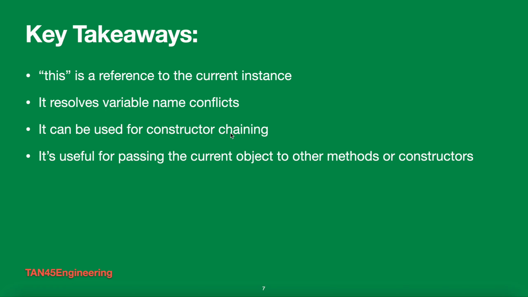Second is the constructor chaining. We already looked at the example. And the last one is passing the current object of a class to another methods or constructors.